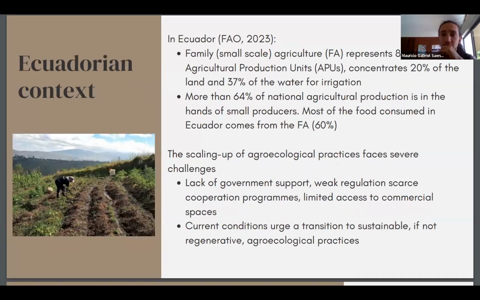In Ecuador, familiar agriculture, which is mainly the sector that practices agroecology, represents 84.5% of agricultural production units, and it supplies 74% of agricultural production. However, the scaling up of agroecology here in Ecuador faces a lot of severe challenges, such as lack of government support, weak regulation, scarce cooperation programs, and limited access to commercial spaces, as we saw in the previous presentation. For this, it is urgent for us to find mechanisms to accompany this process of agroecological transition here in Ecuador.